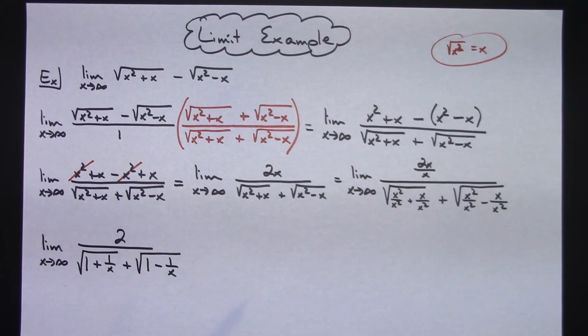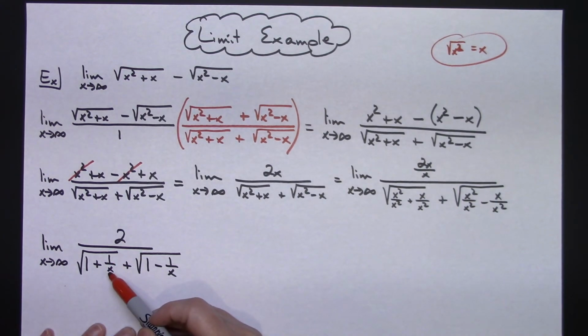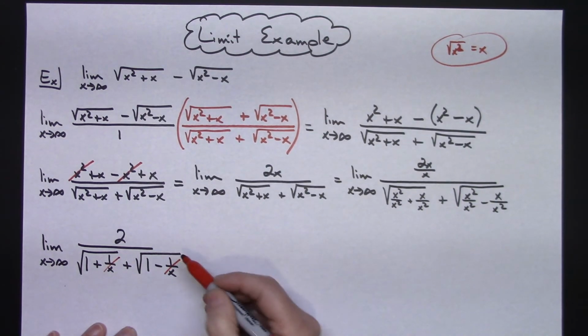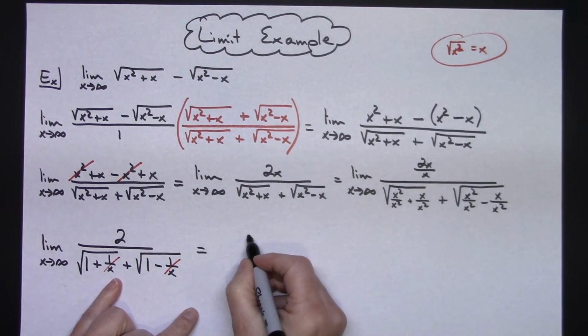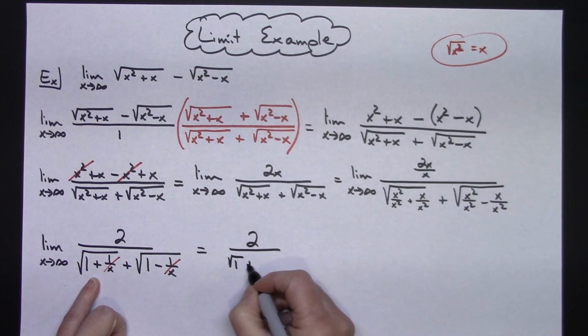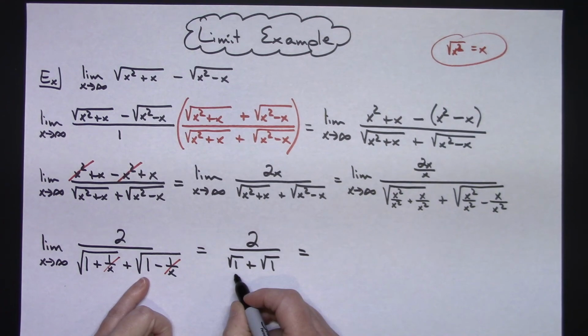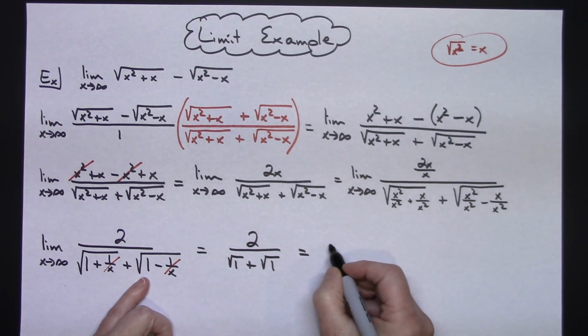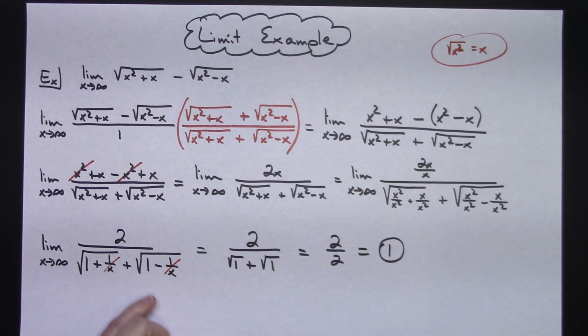Now I can take the limit of this as I do a direct substitution here. 1 over x is going to go to 0, and this is going to go to 0. So doing my direct substitution, I'll have a 2 there. I'll have the square root of 1 plus the square root of 1 again. The square root of 1 is 1, plus 1. That's going to give me a 2 over 2, making the final limit a 1.